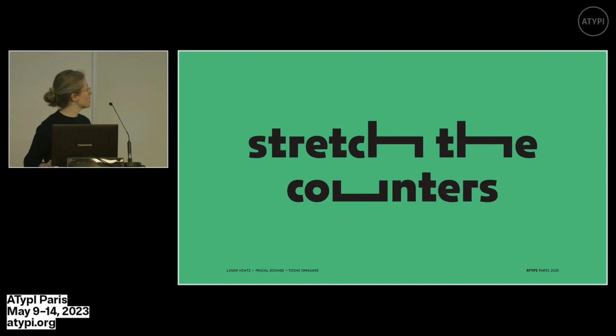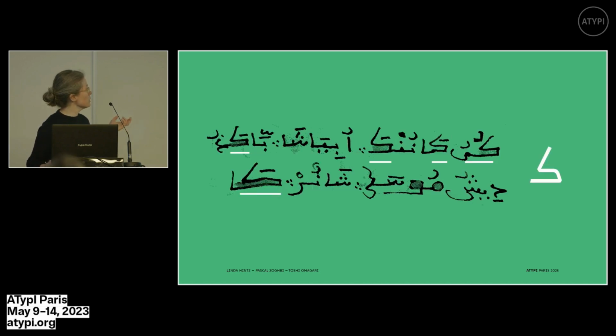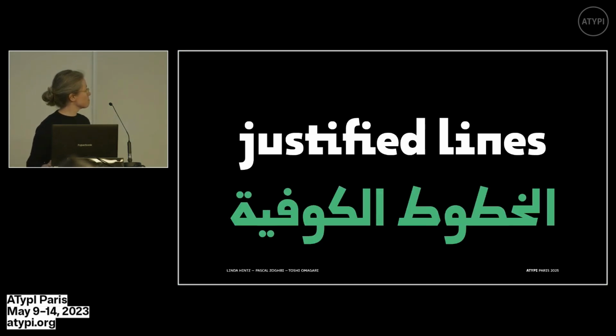The second thing I tried, and you can read a lot more about this on Pascal's blog, there are super nice articles about the whole project, we did a lot more experiments than that, was to stretch the counters. I had looked at the manuscripts and I was like, what are they doing? What's happening with the kaf here, for example? It can stretch in crazy ways. So I asked my Arabic expert at my side, is this something you can do? And Pascal said, yeah, it can be done to some letters, stretching the counters.